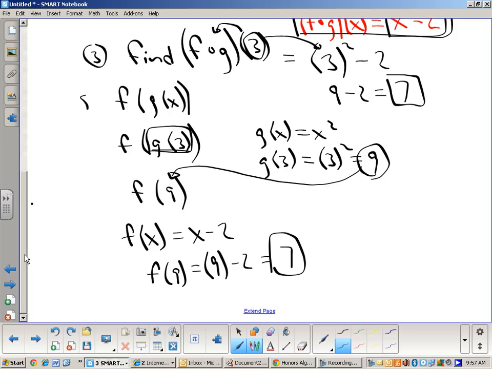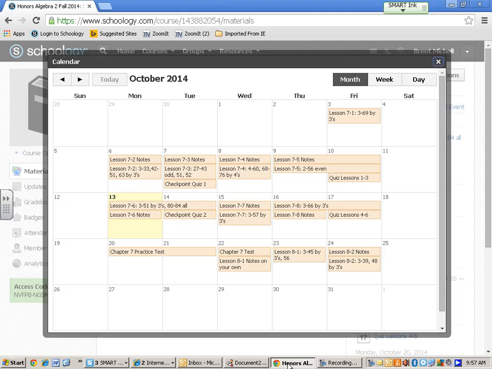Okay, today's homework, 3 to 51 by 3s, and then 80 through 84. There's 5 of them there. And then remember, tomorrow we're going to add the checkpoint quiz, number 2. You have today and tomorrow to work on those 2. What was the second part? It's 3 to 51 by 3s, and then 80 to 84 all. And checkpoint quiz tomorrow.